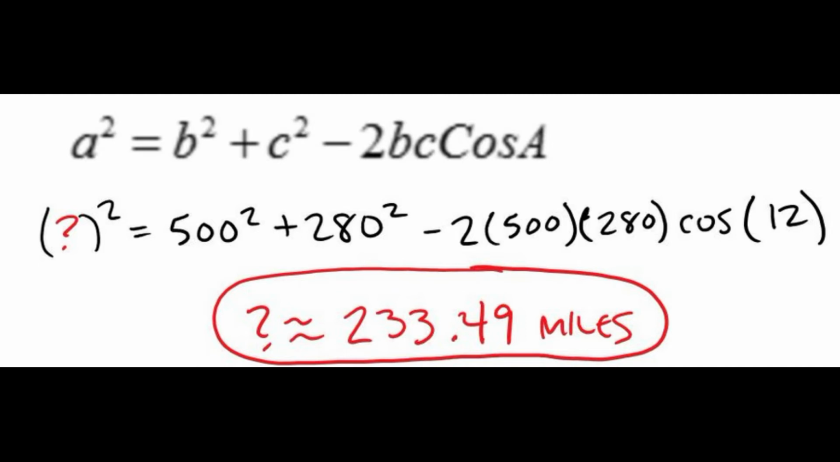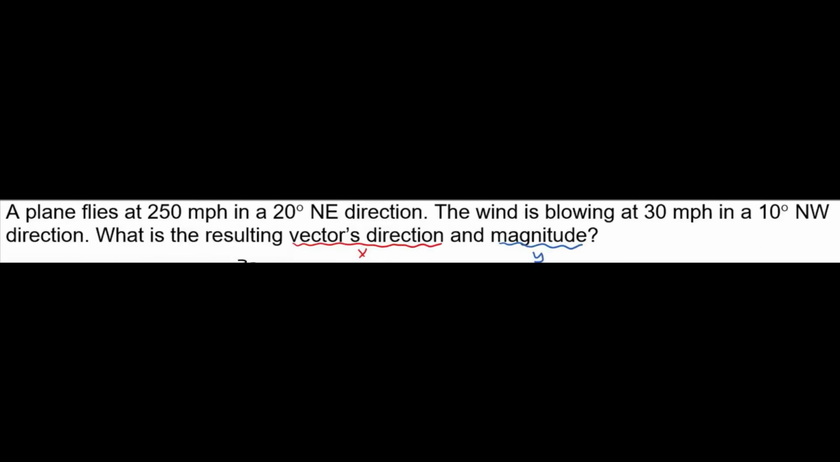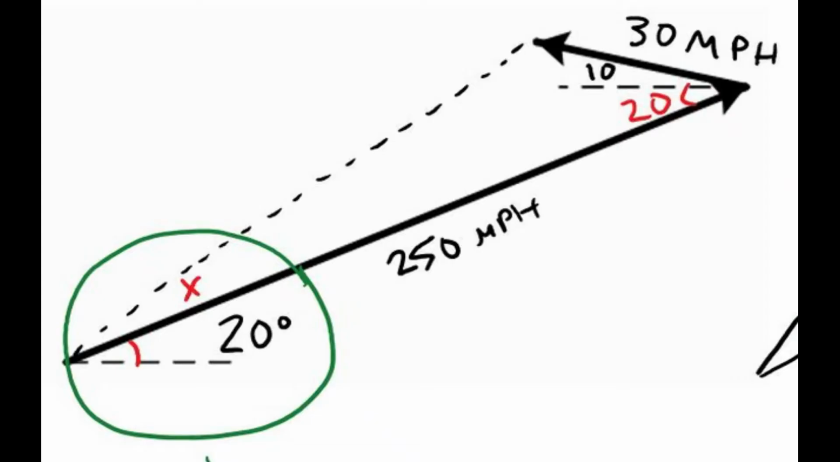Okay. Number 9 is a bit tricky, it's kind of like a vector problem. It says you're flying a plane 250 miles per hour at a 20-degree northeast direction. So that's 20 degrees from horizontal. That's how they have that labeled down there. The wind is blowing at 30 degrees at a northwest direction. So that's 10 degrees off a horizontal. What is the resulting vector?